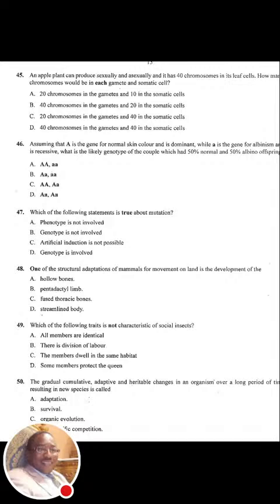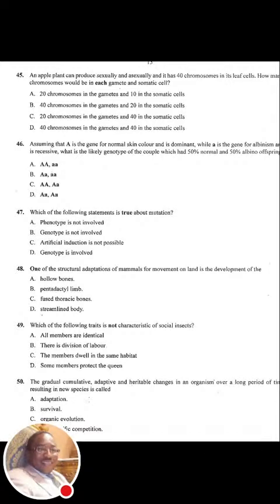Number 47. Which of the following statements is true about mutation? A, phenotype is not involved. B, genotype is not involved. C, artificial induction is not possible. D, genotype is involved.